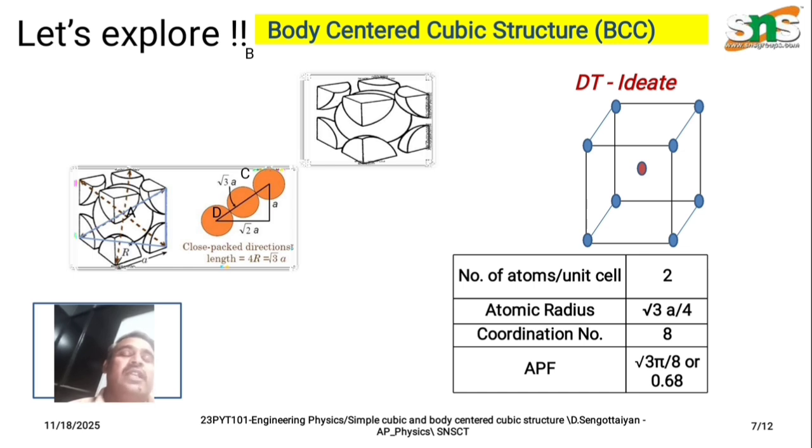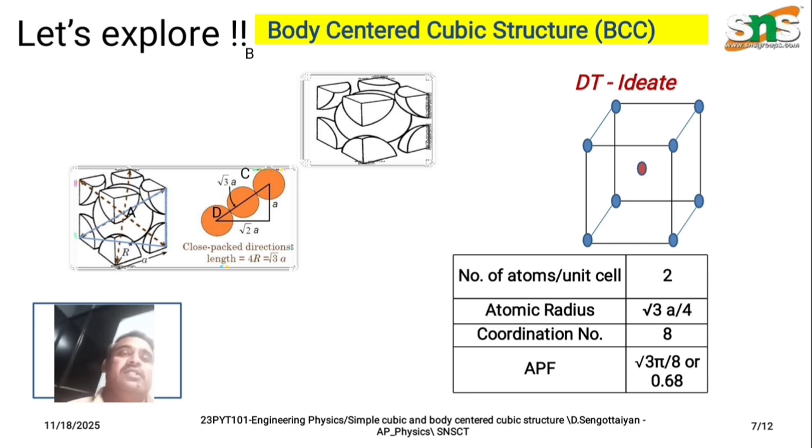We all know that APF equals the volume of the total number of atoms present per unit cell divided by the total volume of the unit cell. In BCC, the total number of atoms equals 2. So 2 into 4 by 3 pi r cube divided by a cube. Finally the value for BCC equals 0.68. That means 68% of the volume is occupied by the atoms and the remaining 32% is vacant. So these are the important lattice parameters of simple cubic and BCC systems.